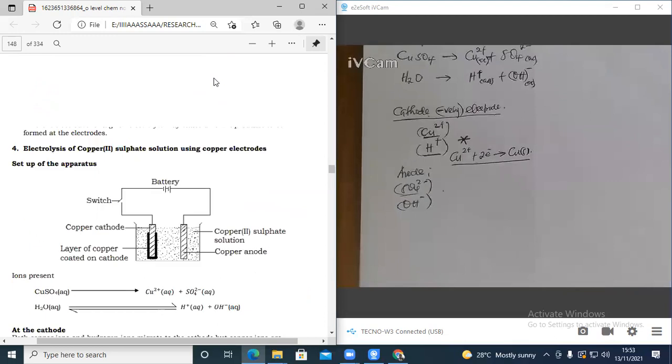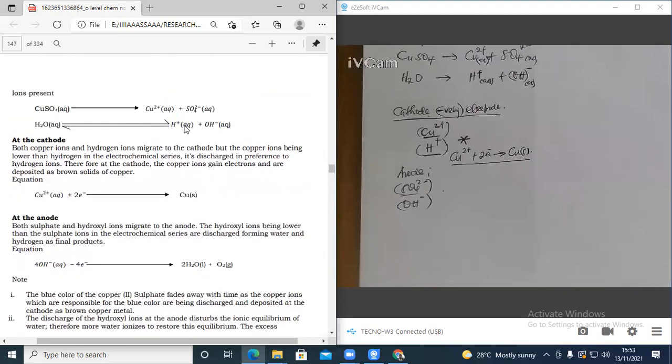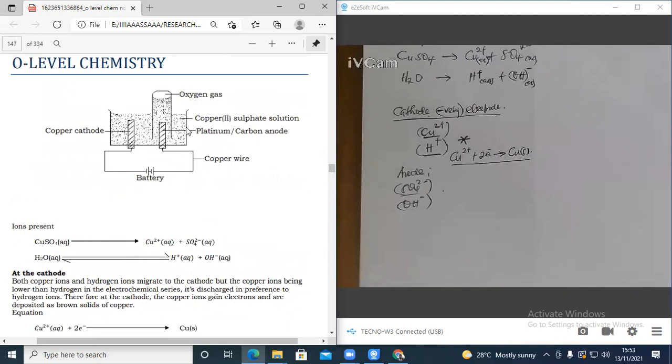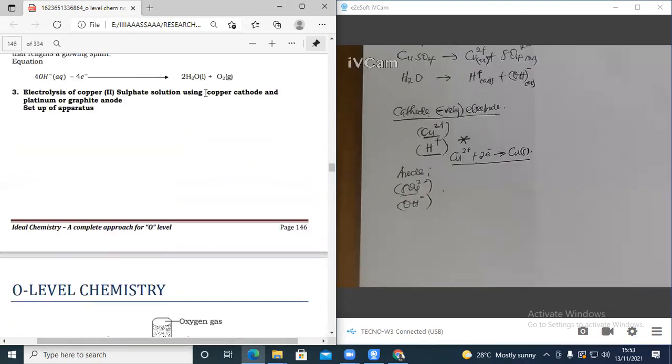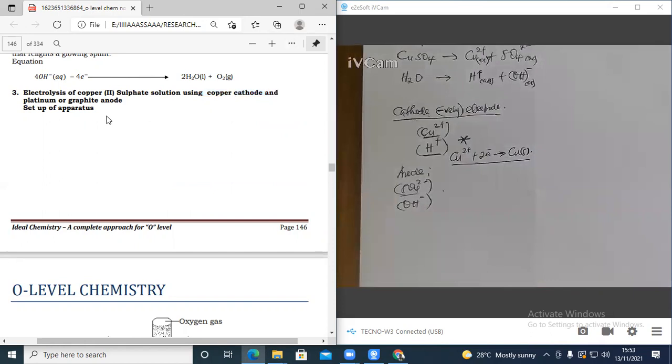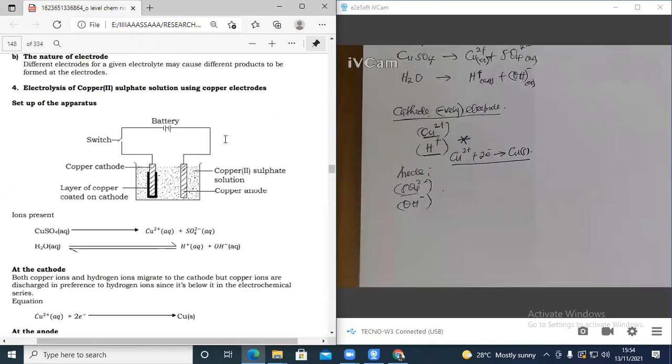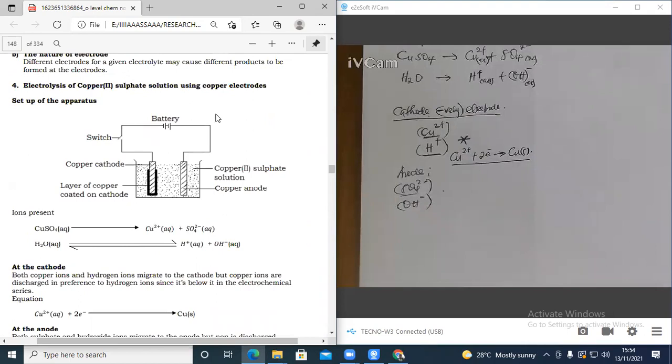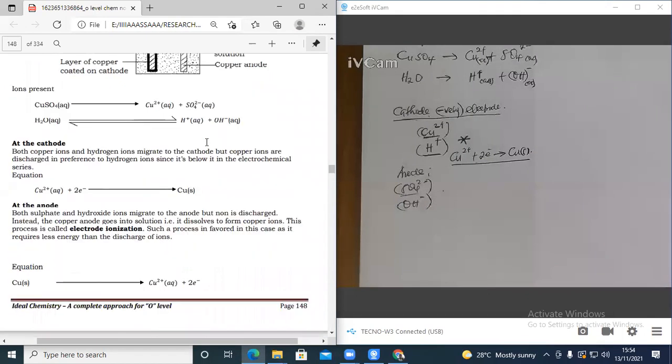And that's why in this other reaction of copper sulfate, they use the copper cathode, which is the same as we are using here. Instead at the anode, they didn't use a copper anode. They used the platinum or graphite anode, or carbon anode. But now here they have used copper electrodes at both the anode and the cathode. So this is what is going to happen.